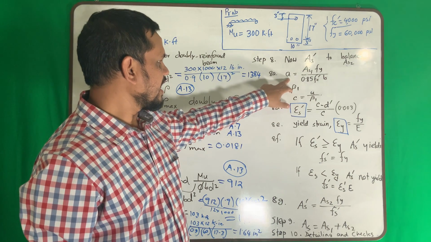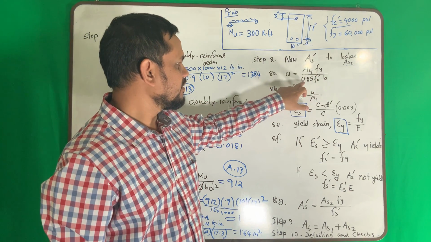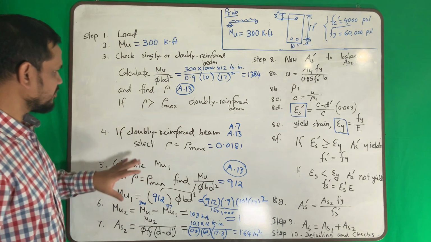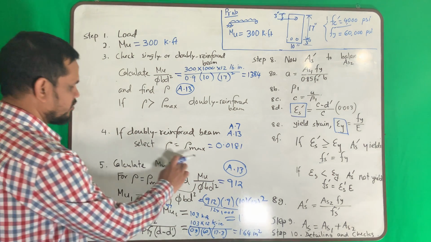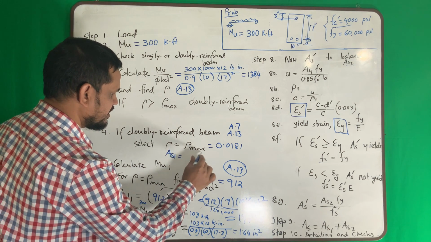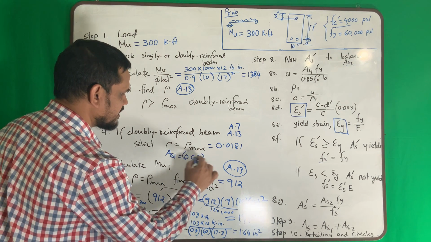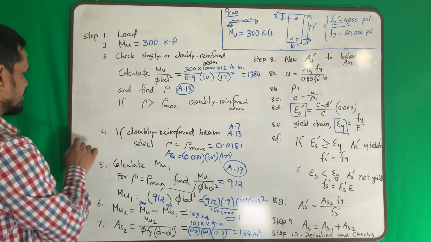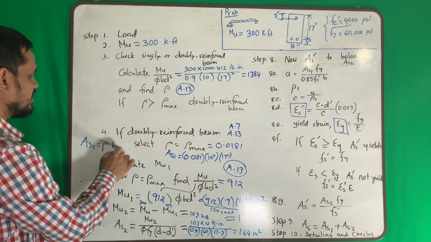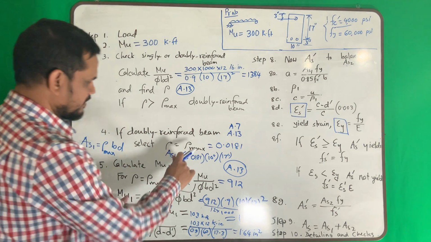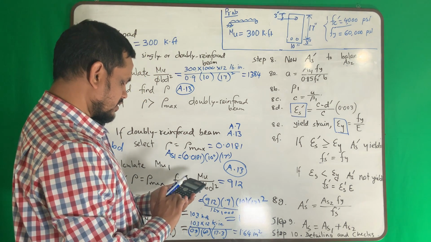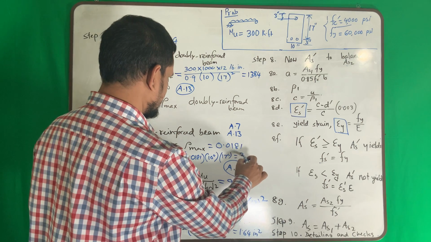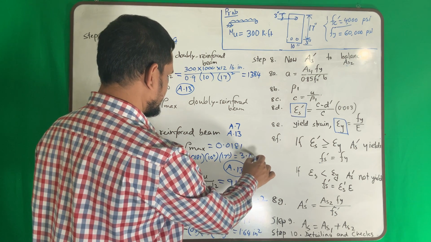How to find it? At first we have to find AS1 Fy divided by 0.85 f'c times B. What is AS1? AS1 is my reinforcement that I provided here with rho max. So AS1 is rho BD, where rho is rho max. What is this reinforcement here? 0.0181 times B, which is 10 inch, times D, which is 17 inch. That is 3.08 inch square.